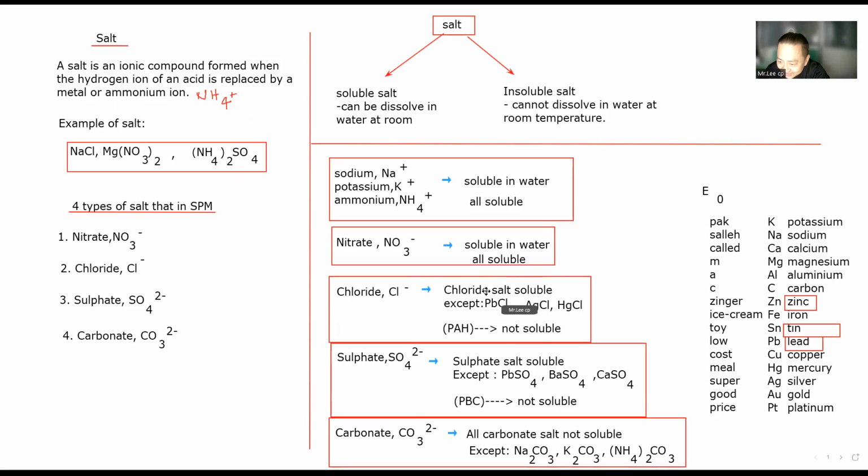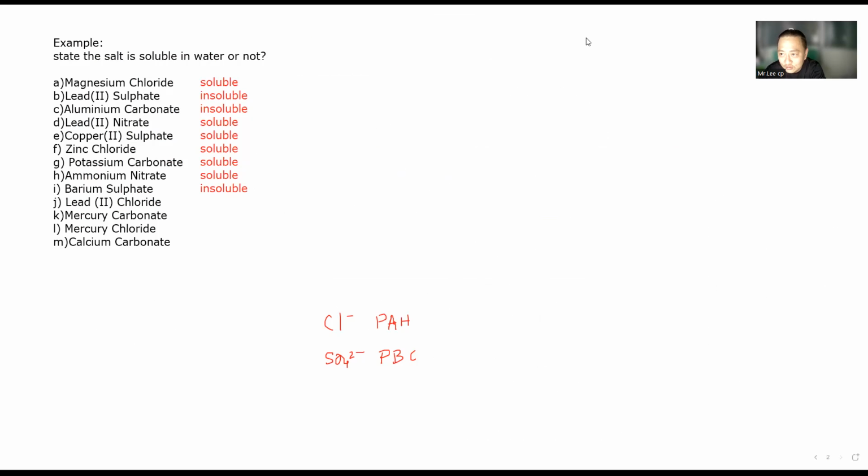All right. PB is lead. Lead chromate is not soluble. Okay, good, very good. And not soluble.